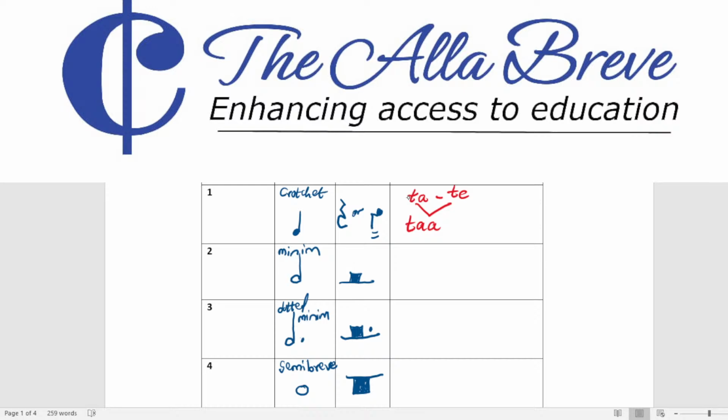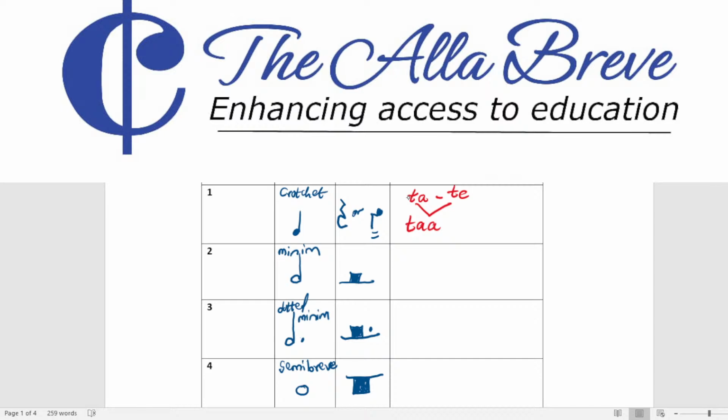The minim takes two counts. So ideally, if you are supposed to use the crotchet, the minim will be ta and ta, two counts, ta, ta. However, they are represented as one, ta. Their application is coming soon.